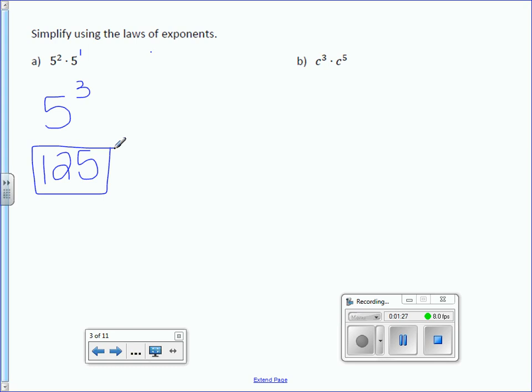C to the third times C to the fifth. Add the exponents, keep the base, is C to the 8th. There's nothing to simplify, so that's the answer.